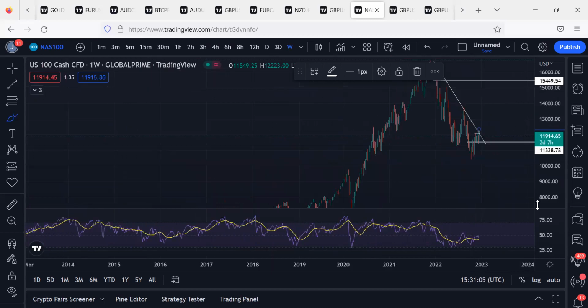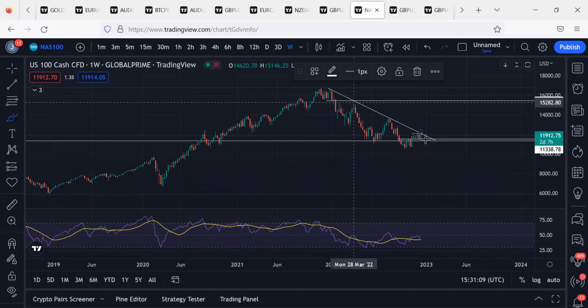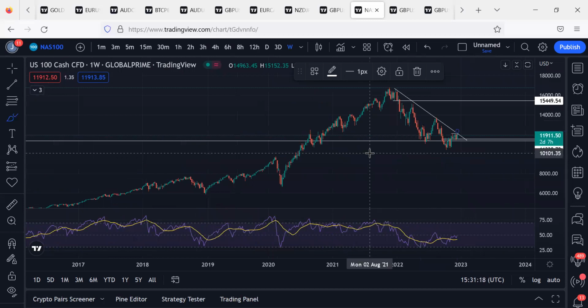So market structure, if you follow market structure very well, you can see that this trend line has been respected. So until we break this trend line, we know that we're coming back to $15,000 plus. This is just the entire market. I'm just explaining for you now. We might not be able to break that.